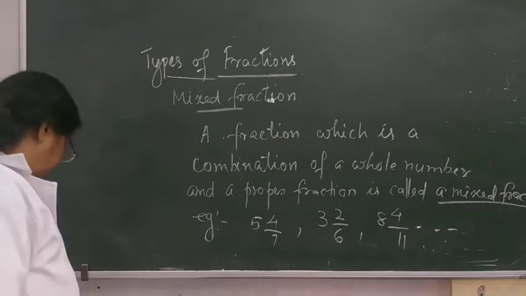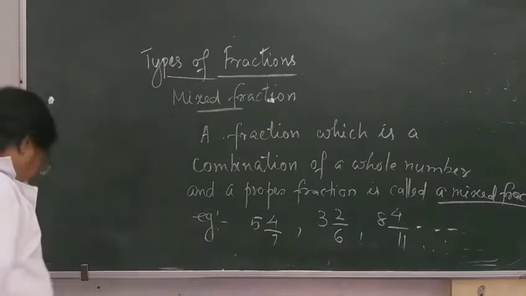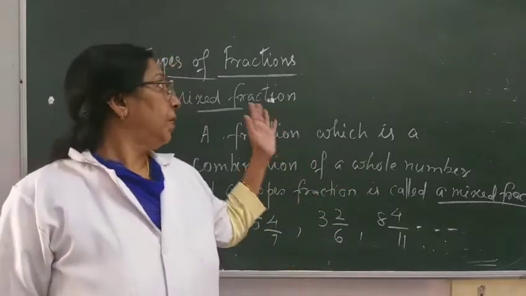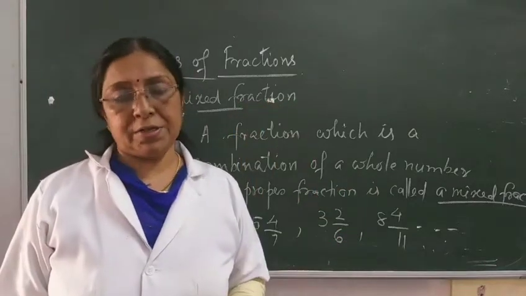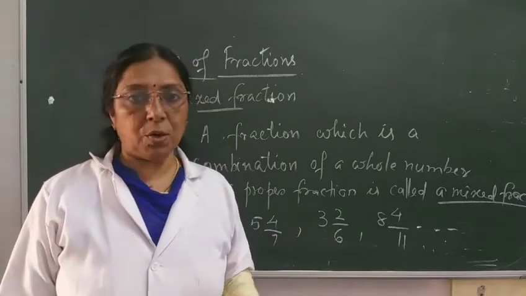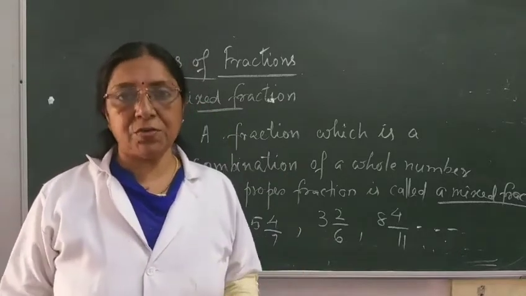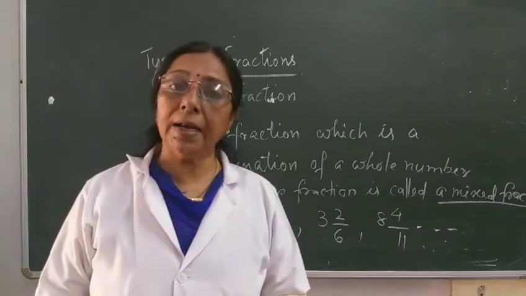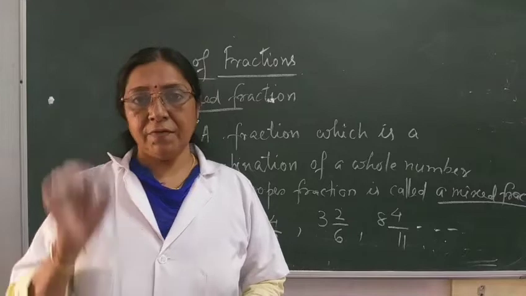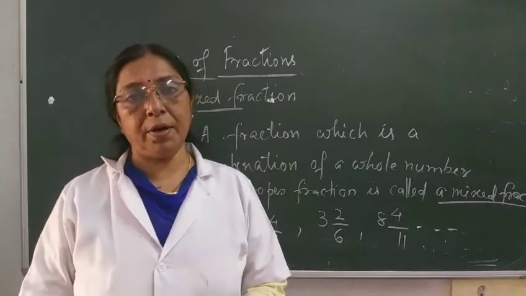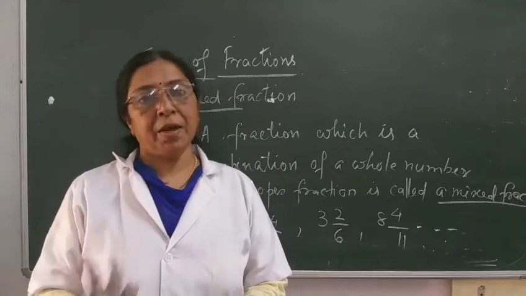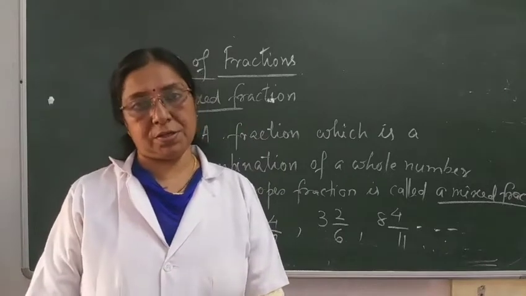Okay, children, understood these types of fractions? What are the types of fractions we already learned now? Like and unlike fractions. Like fractions means fractions with the same denominators are called like fractions, and fractions with different denominators are called unlike fractions. Then unit fractions. Fractions with the numerator 1 are called unit fractions.